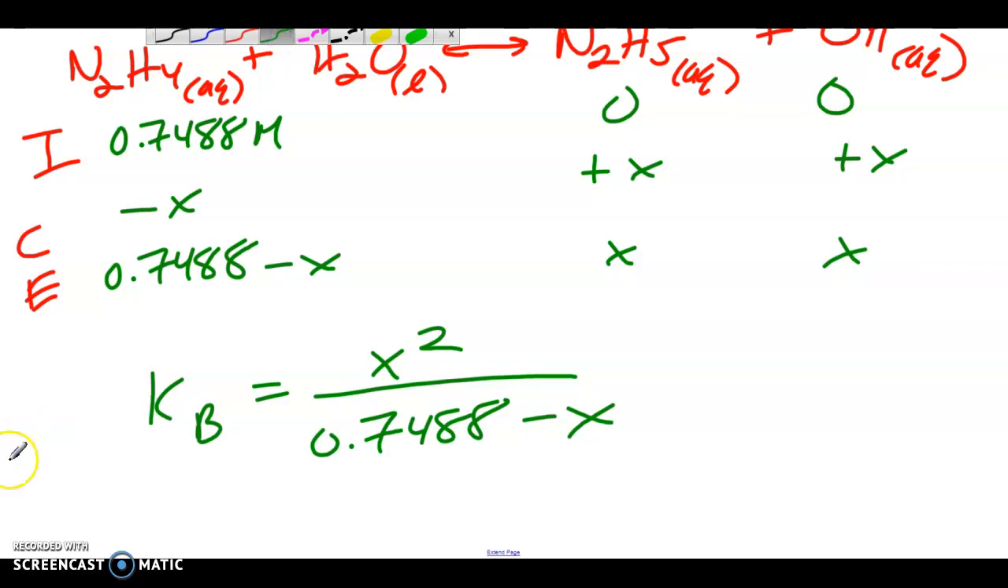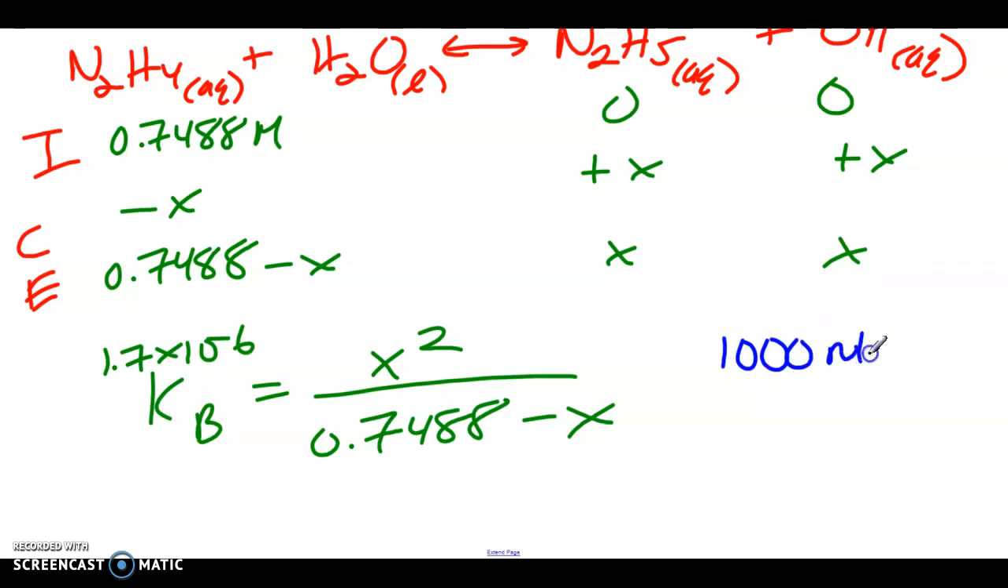Okay, so the Kb value was given to us in the question. So here we have 1.7 times 10 to the negative 6. But here we would check the 1,000 rule, right? Maybe I'll do this as something separate, just to remind you.